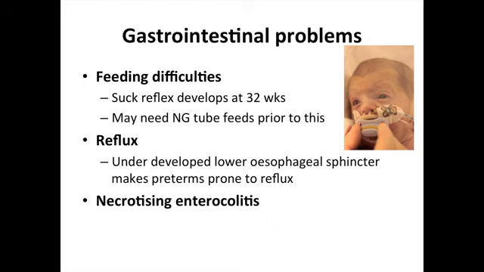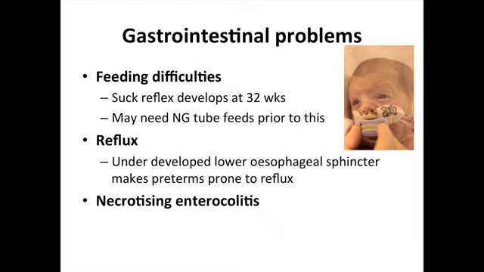So simply the milk will come up from the stomach, up the esophagus, and cause that same burning sensation that adults get, but obviously they can't vocalise this and they just get upset. They may get apneas, may have desaturations on their monitoring, and generally just become unsettled.